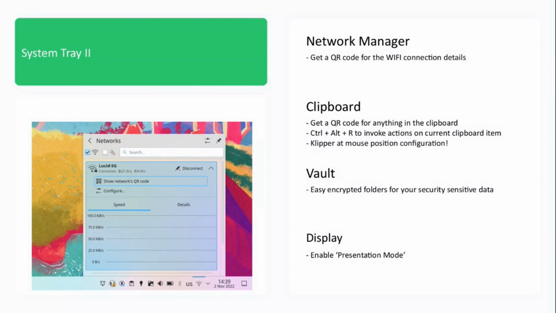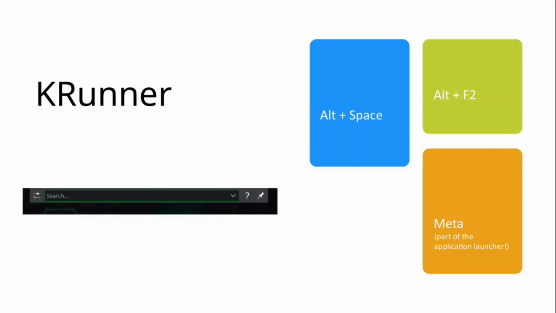Then you can get the QR code for the currently connected Wi-Fi. You can get the QR code for whatever is in your clipboard. You can enter presentation mode, so you do not get disturbed while giving a lightning talk.